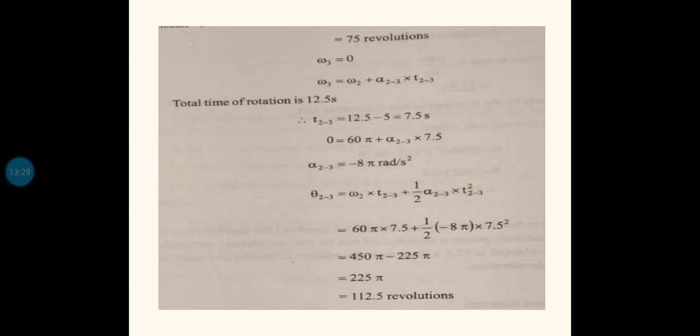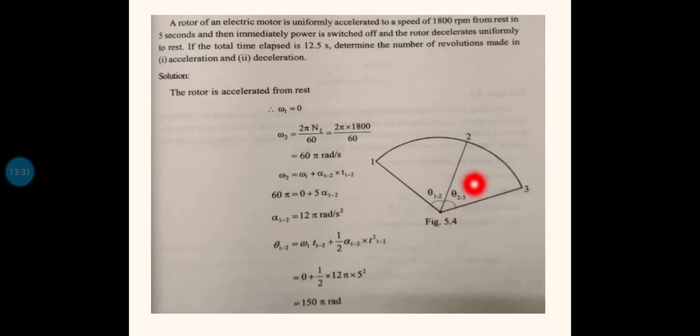Now we will move on to the next part, that is retardation, 2 to 3. During this retardation, the starting point is 2. At this point the initial angular velocity is 60 pi radian per second. The final angular velocity of the acceleration is the initial angular velocity of the retardation. So the initial angular velocity omega 0 is 60 pi radian per second, and at point 3 it is coming to rest, so the final angular velocity omega is 0.